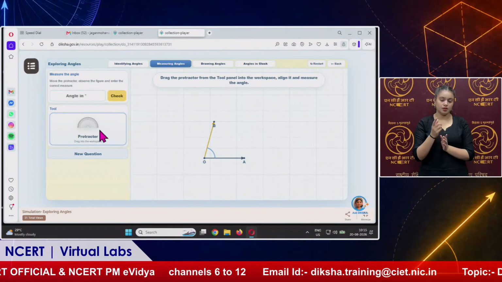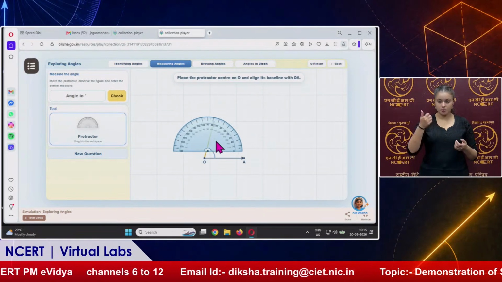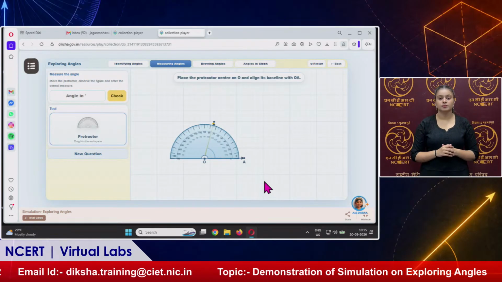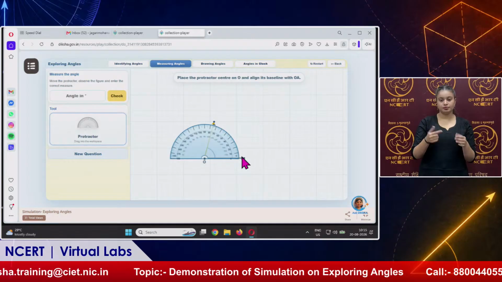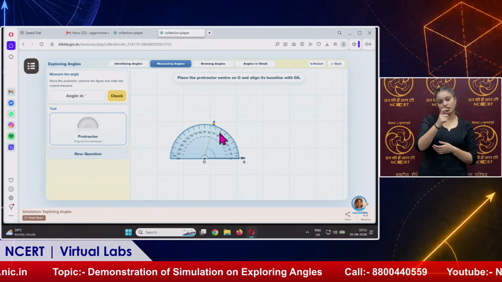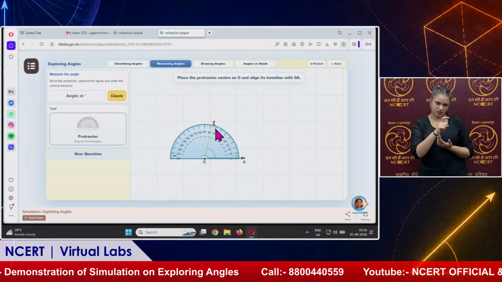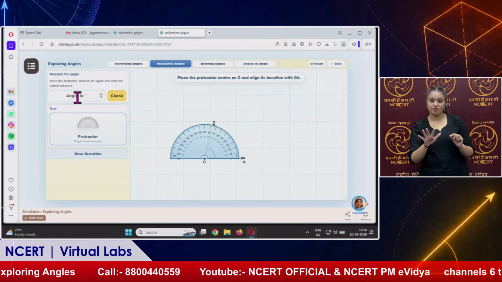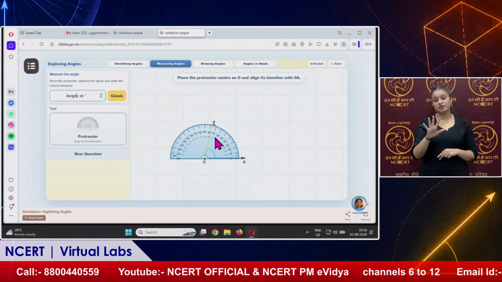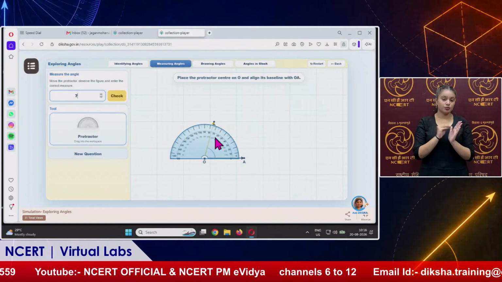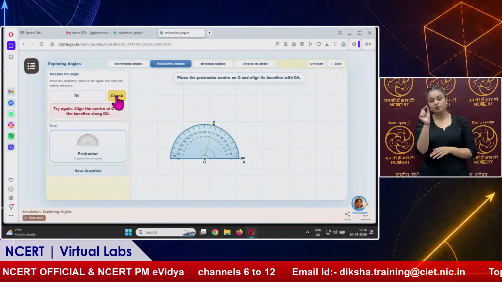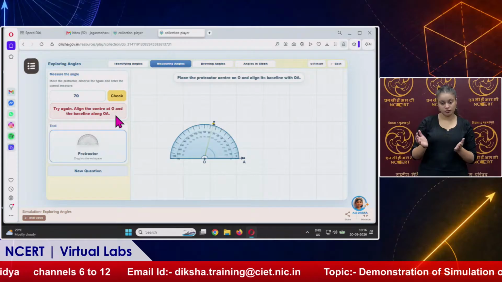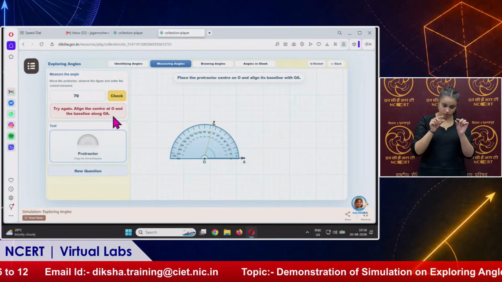For example, here a student wants to measure this angle. We just have to make the vertex as well as the baseline coincide. Here, for example, 0 up to 75, in between 70 and 80 there is a 5 indicator also. This is actually a 75 degree angle, but instead of 75 the child might be confused and enter 70 degrees. Then we will check. It says, try again, align the center at O, the baseline along OA.